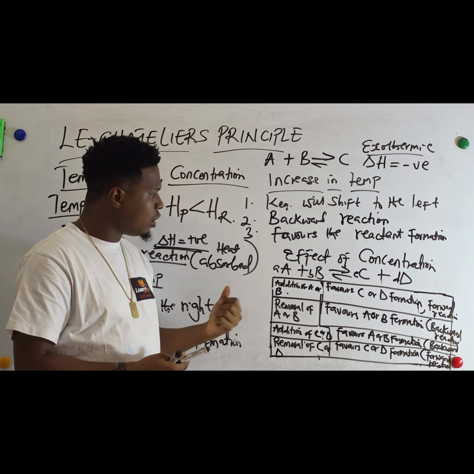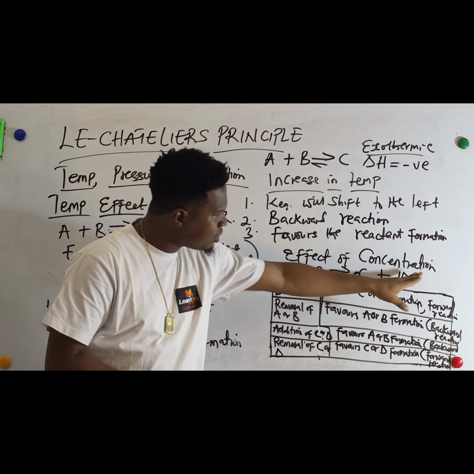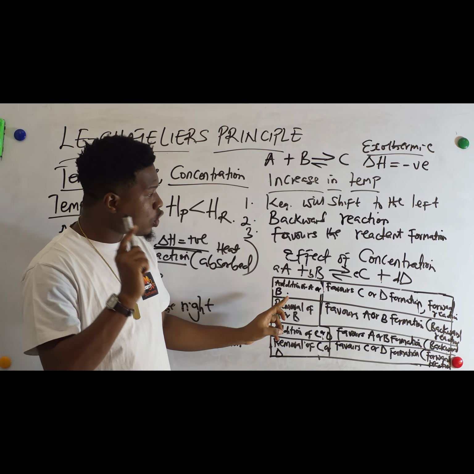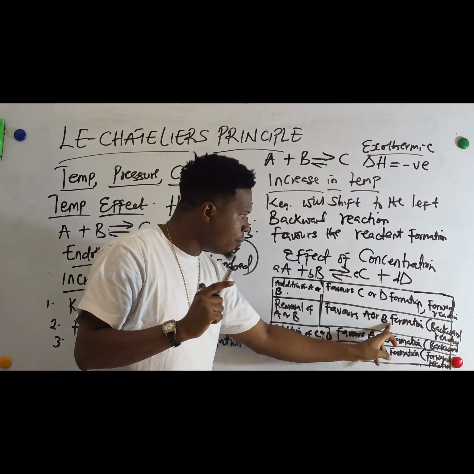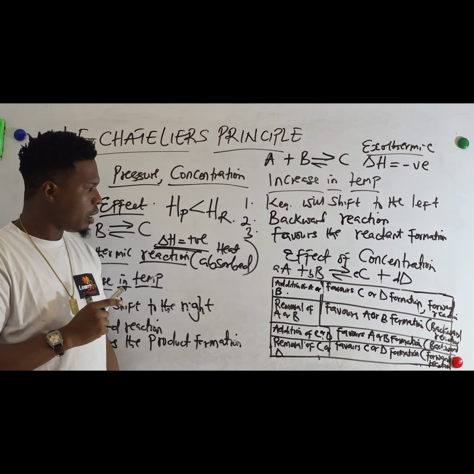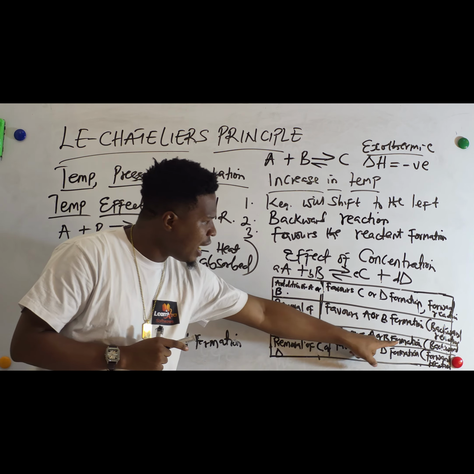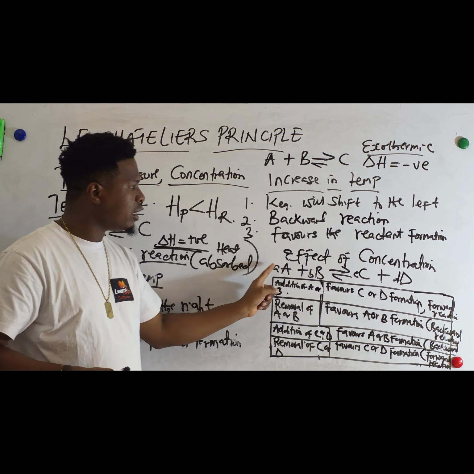So look at this table here. Addition of A or B favors the opposite side, which is C or D. Removal of A or B, which is the reactant, will favor the formation of A or B, that is the backward reaction. Now addition of C and D favors A and B, the opposite. If you keep adding more of this, you are going to be favoring the formation of what?